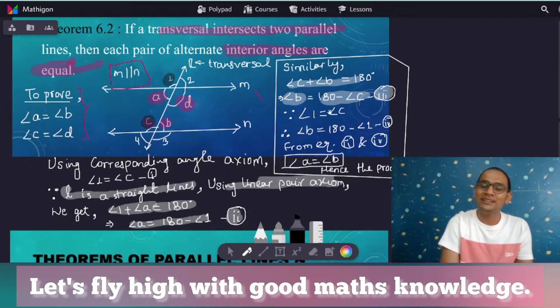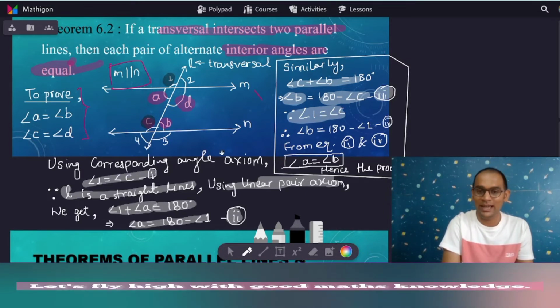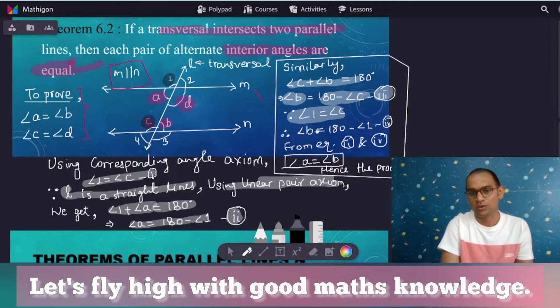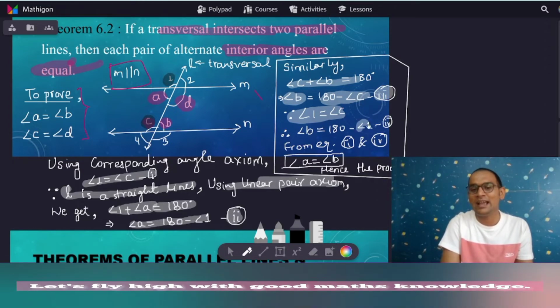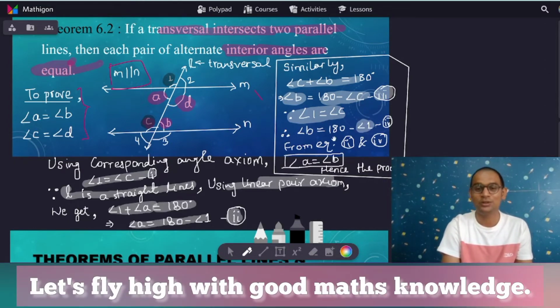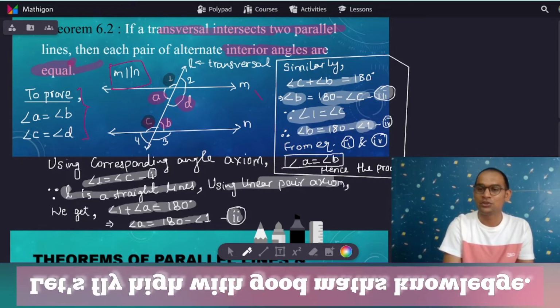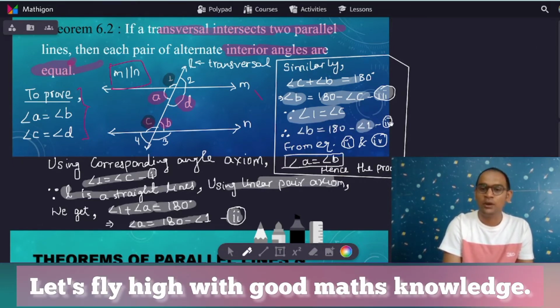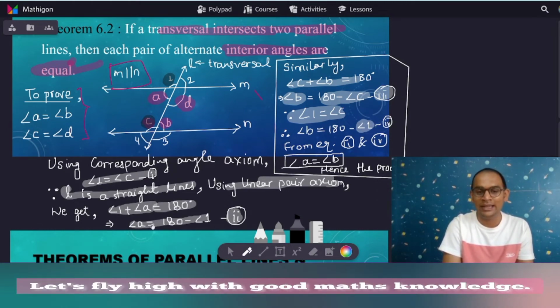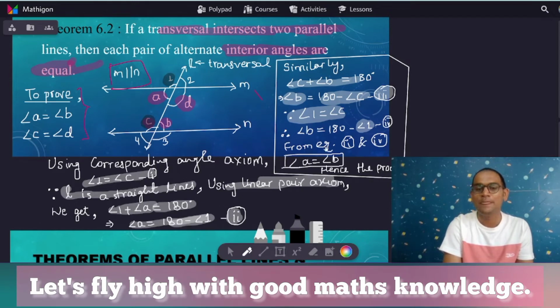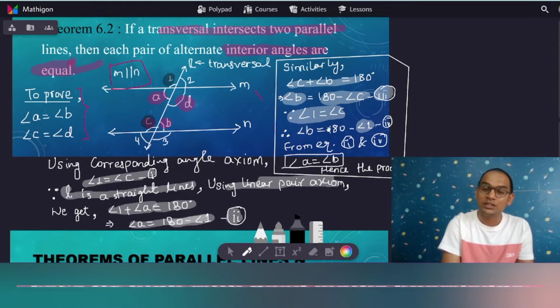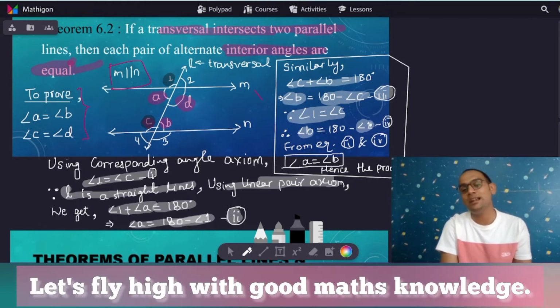Since angle 1 equals angle C, we already know by the corresponding angle axiom. Therefore, instead of C, can I write angle 1? Absolutely. So angle B equals 180 degrees minus angle 1 from equation 4. Equation 2 said angle A equals 180 minus angle 1, and equation 4 says angle B equals 180 minus angle 1.